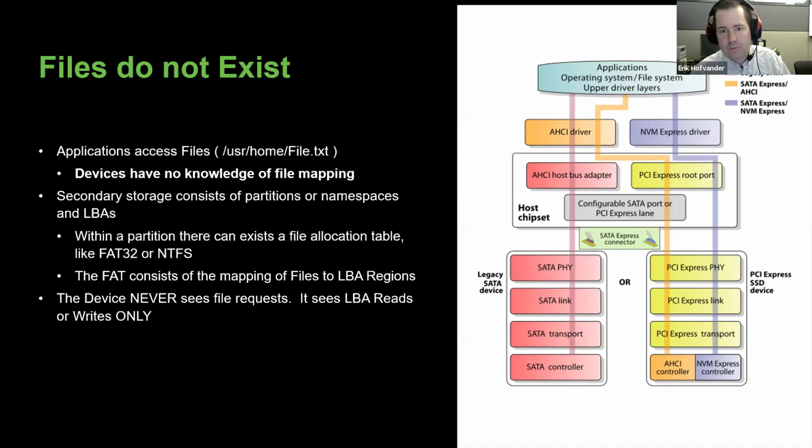So what people do is, at a special LBA at the beginning, they'll create what's called a file allocation table. Now this has a unique format, and that's what you hear when you hear FAT32 or NTFS. That is this file allocation table. It's a special way to associate file names with LBA ranges. Again, the device doesn't see file requests. What it sees is LBA reads and writes.